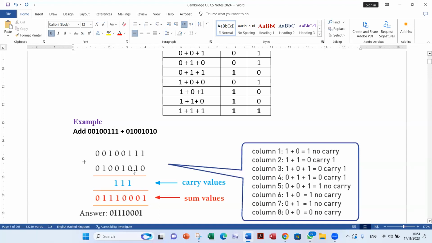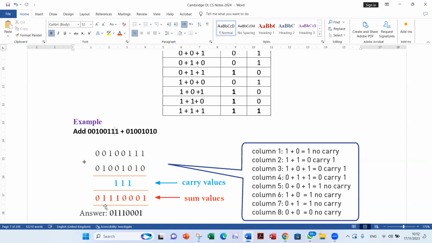Now here is 1 plus 0 plus 1, because that one carried will be added. So 1 plus 0 plus 1 is again 0 and carry 1. And here 0 plus 1 plus 1 is 2, but we write 0 and carry 1. And then 0 plus 0 plus 1 is 1. And then 1 plus 0 is 1, 0 plus 1 is 1, 0 plus 0 is 0. So the answer is 0, 1, 1, 0, 0, 0, 1.